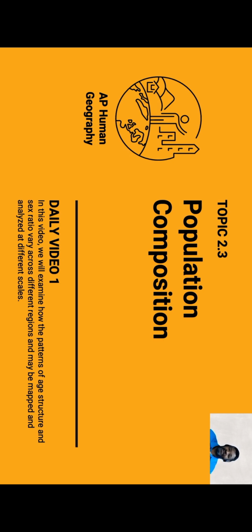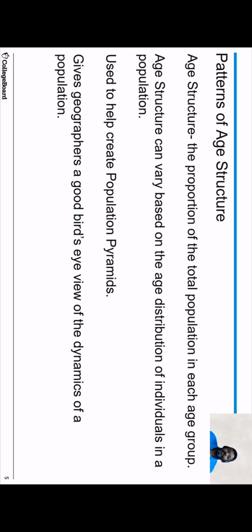Today we're going to talk about topic 2.3, population composition. What will we learn? We're going to talk about population composition in terms of patterns of age structure, sex ratios, and population pyramids, and their uses. So what's behind the numbers? Let's look at an example.